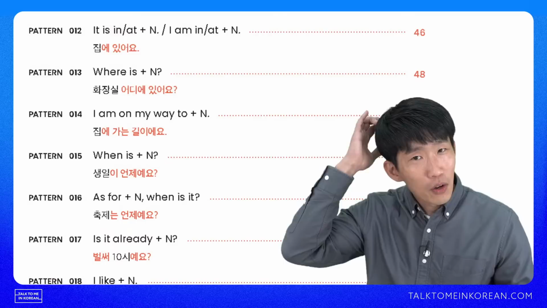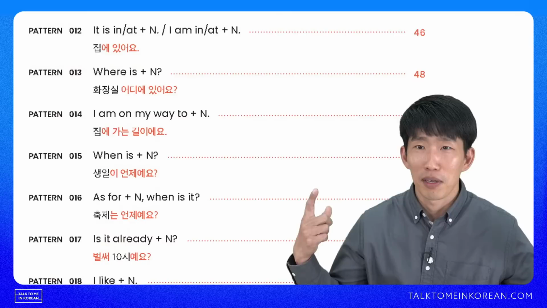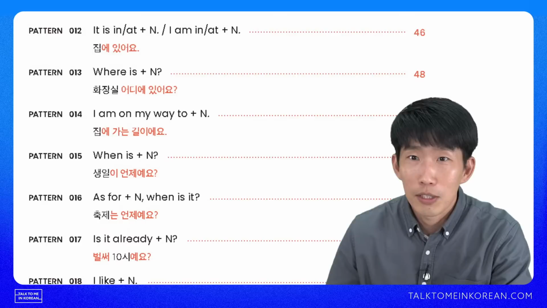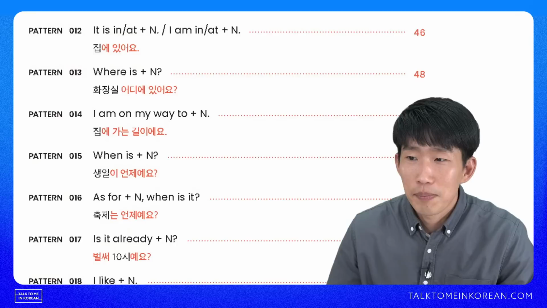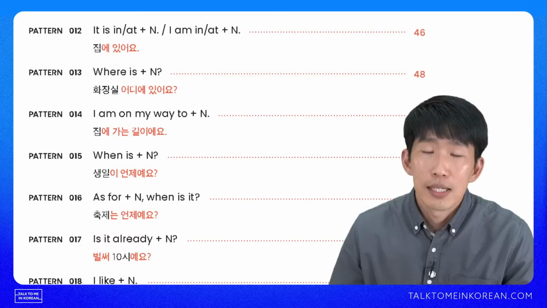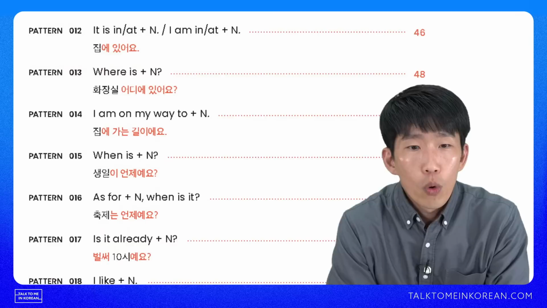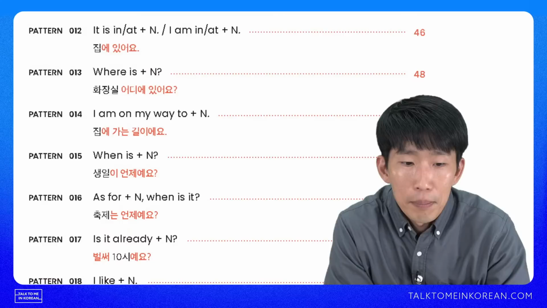especially as a guest. I don't have cats, but my sister does. So every time I go there, I don't see the cats immediately. 고양이들 어디에 있어? I can say that. And 집에 가는 길이에요. I am on my way to 집. 사무실에 가는 길이에요. I am on my way to the office. And 공원에 가는 길이에요. I'm on my way to the park.